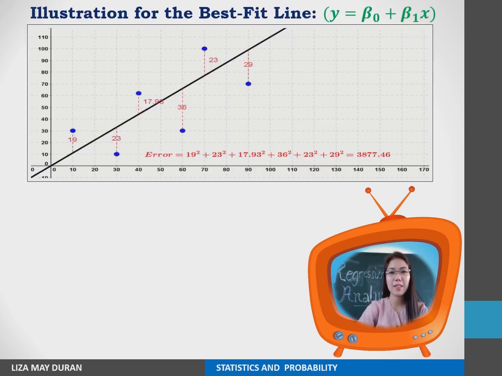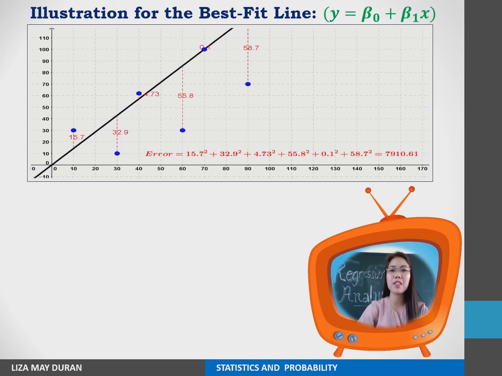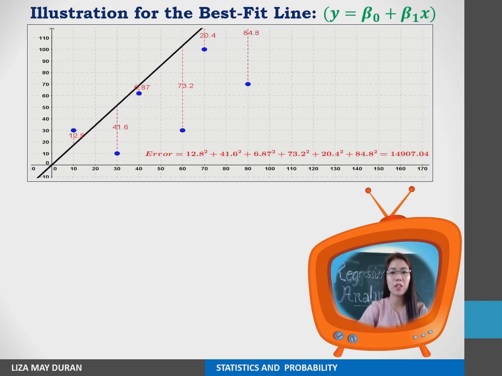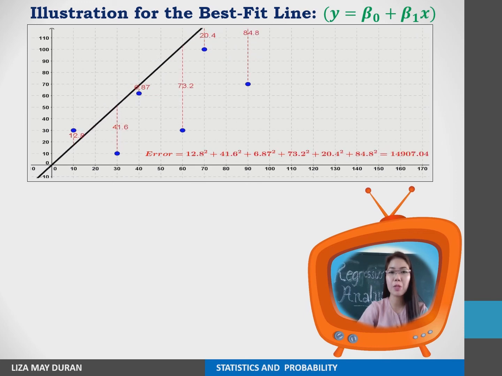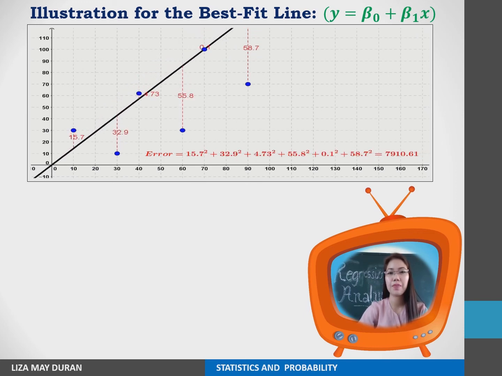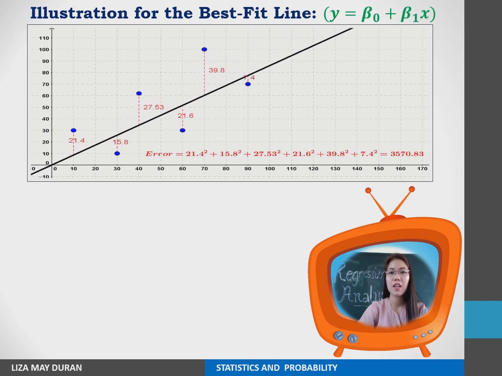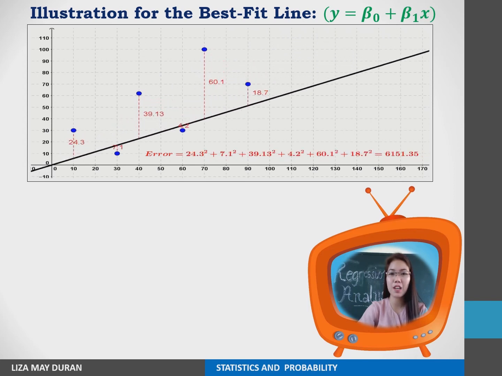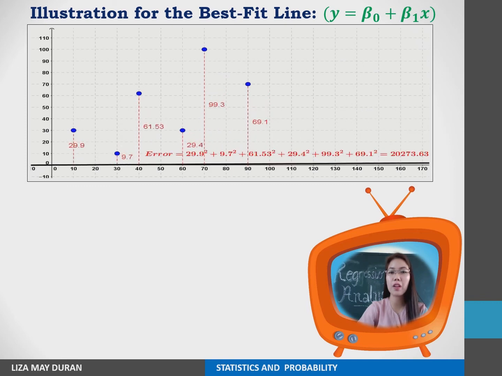The solid line that moves from one point to another are the possible regression models given by y equals b sub 0 plus b sub 1 x with the respective errors. The further the line goes from the data points, the bigger the error becomes. Note that the error term is the square differences of the observed values and of the points on the moving line.